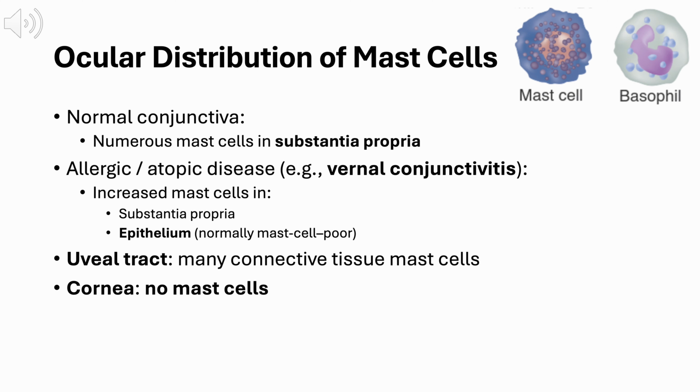This helps explain the prominent itching, redness, chemosis, and mucus production seen in allergic ocular disease. Connective tissue mast cells are also present throughout the uveal tract and may contribute to intraocular inflammatory signaling. In contrast, the normal cornea contains essentially no resident mast cells.